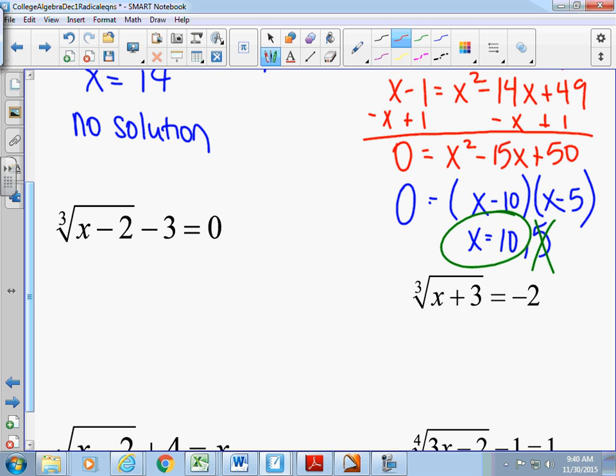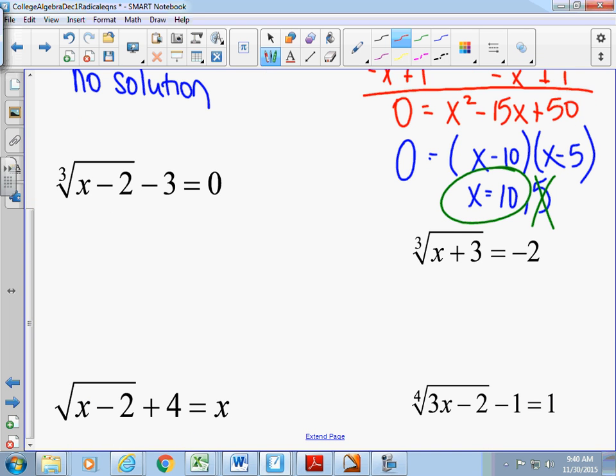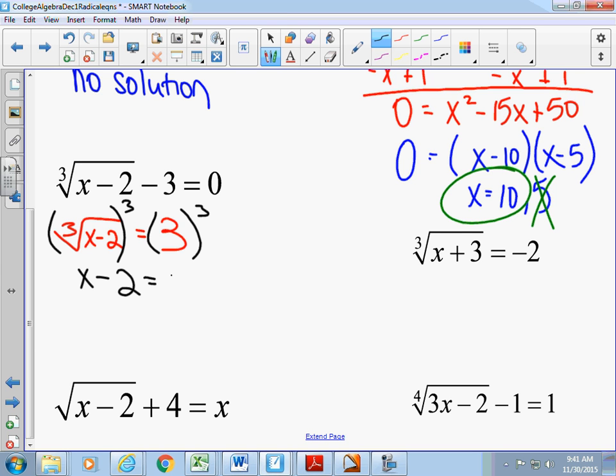This one. What's step 1? Get the radical by itself, right? There's a reason I put those steps. Questions so far? Cube both sides. Why would you cube both sides? Cubed is 27. x equals 11.